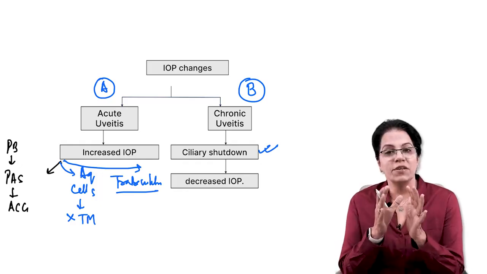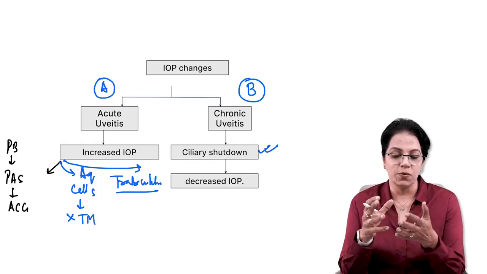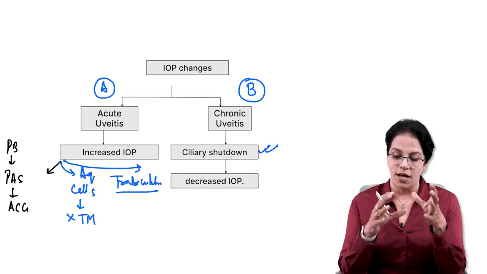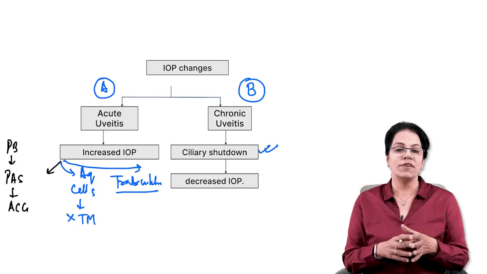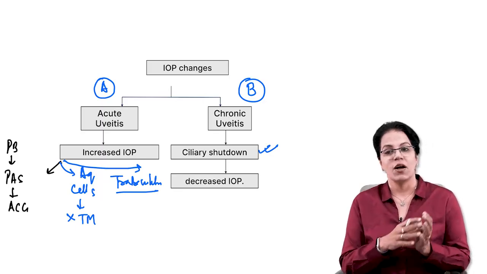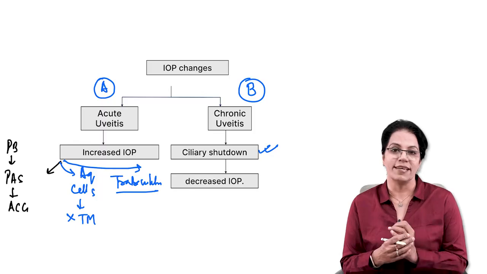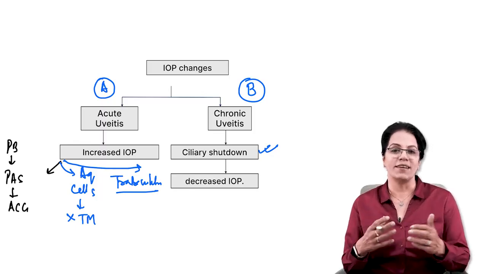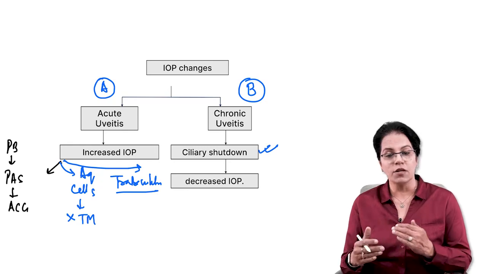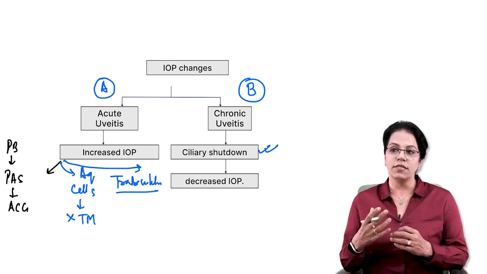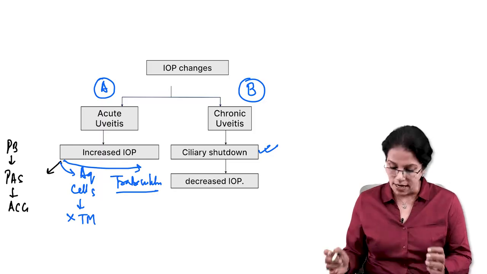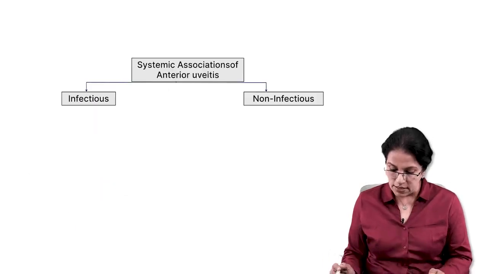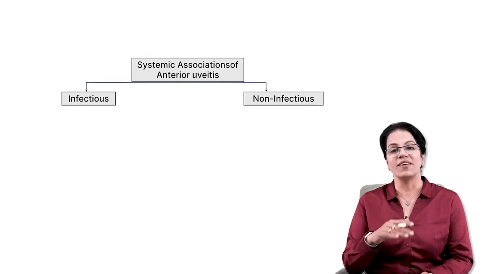So these were the features of anterior uveitis. We talked about what is anterior uveitis, how the patient will present, what are the findings that we will get. All these findings you should know nicely. Of course, you don't have to mug up, you have to understand, right? After this, we talk about the associations, that means the systemic associations of anterior uveitis.